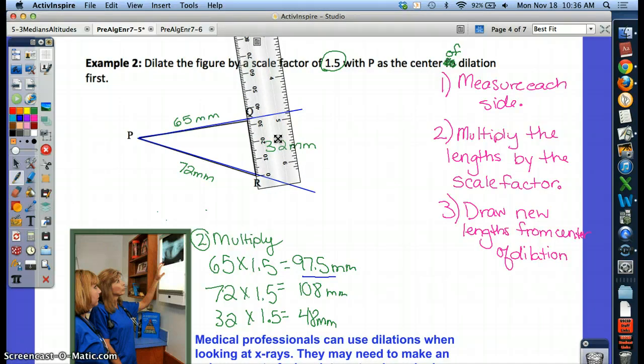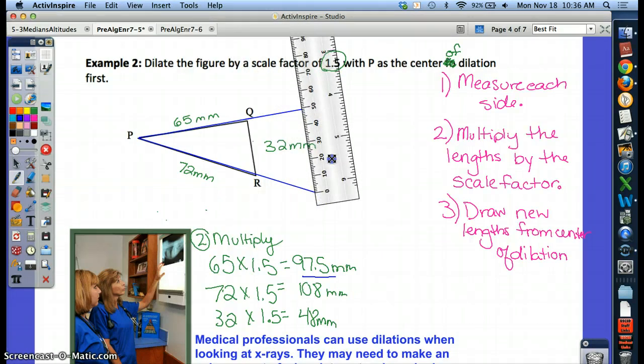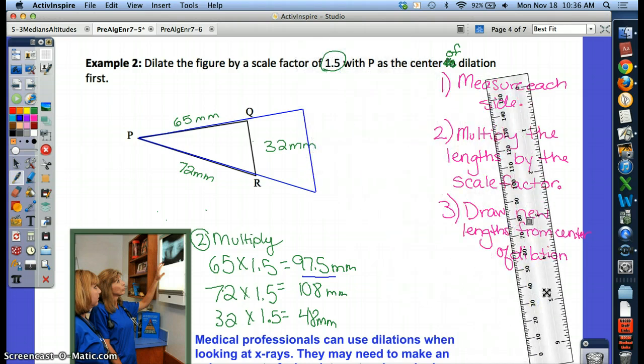The last side should be 48 millimeters, and I just actually have to connect it out with here. So let's just check the 48. From 0 up to there, yeah, that's right about 48, so I did a good job. All right, so there's my new figure.